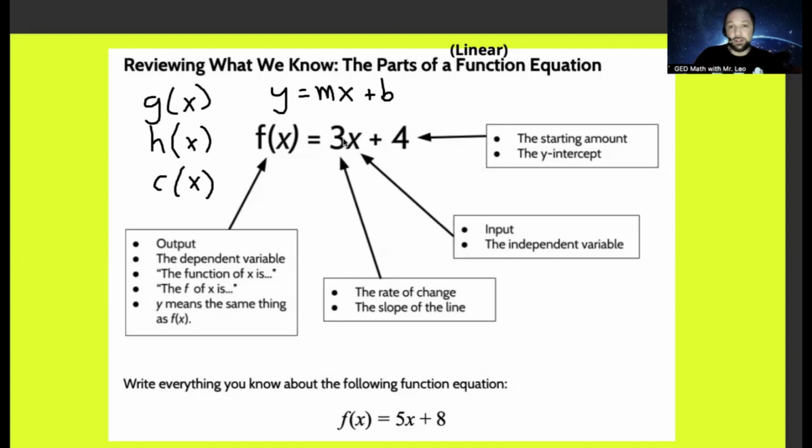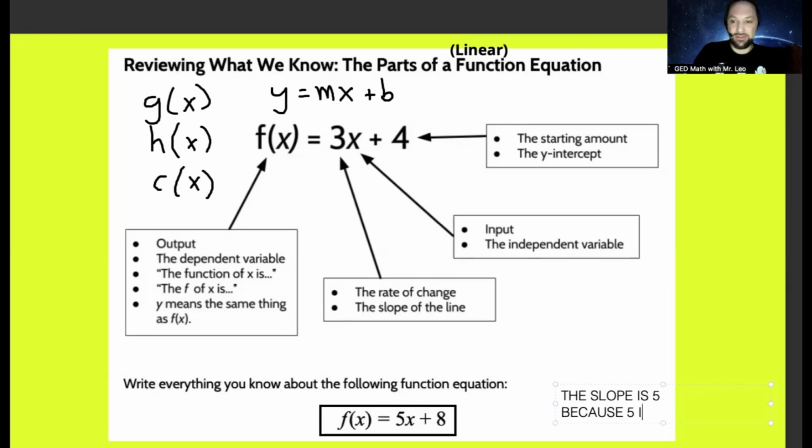Okay. So look at this one down here. Tell me right now, here's a function. What's the slope of the graph of this function? Function at the bottom of the page. What is its slope? The slope is 5. Why? Because 5 is the multiplier. That's it.